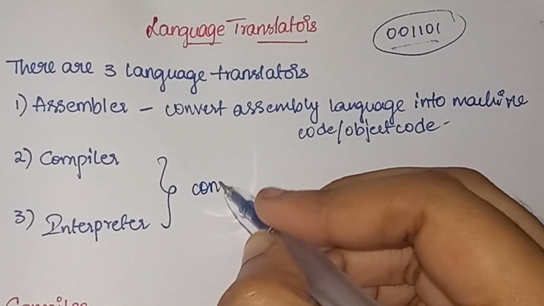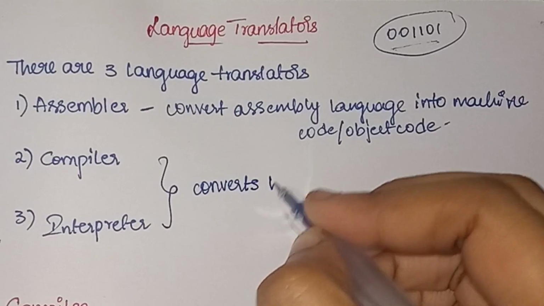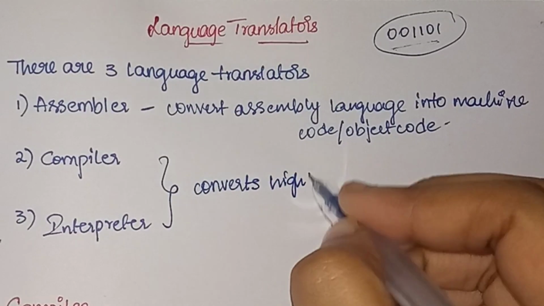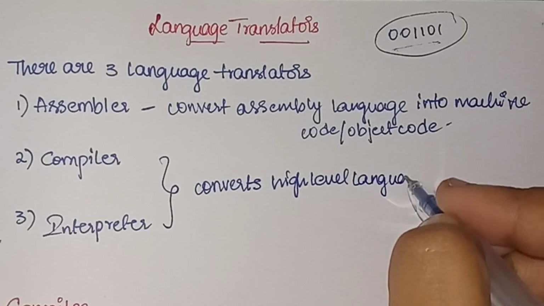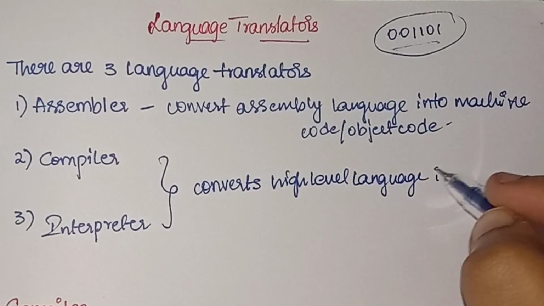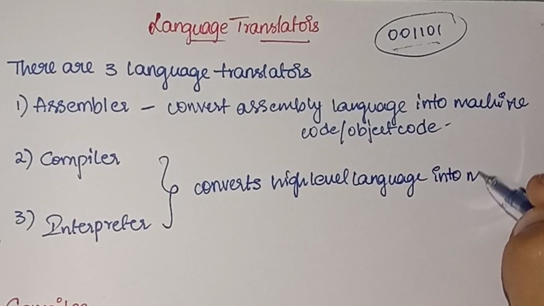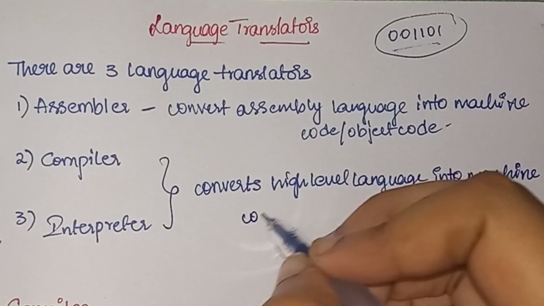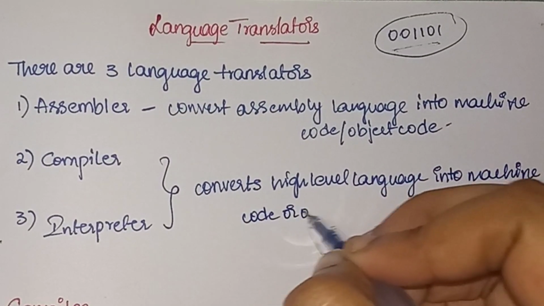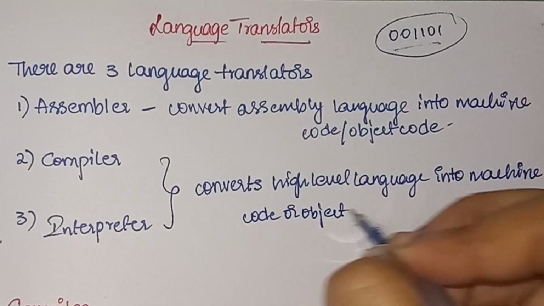So compiler converts that particular written code into this combination of zeros and ones. So this compiler and interpreter converts high level language into machine code or object code.